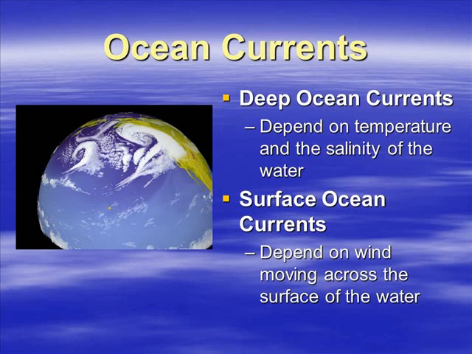Surface ocean currents are caused by wind moving across the surface of the water. The winds that we're talking about are trade winds.